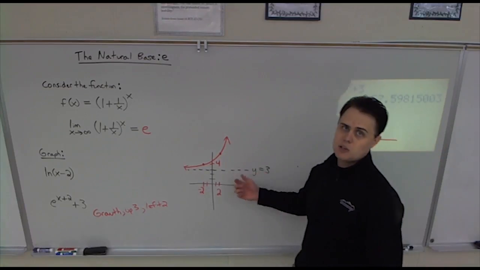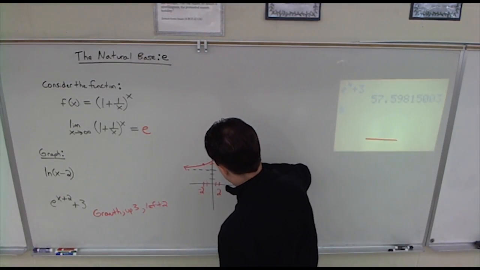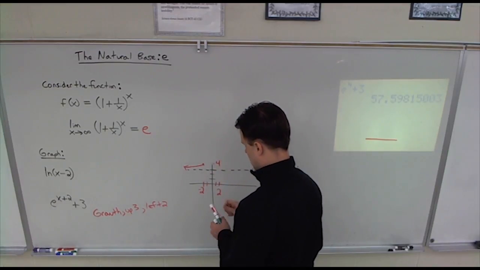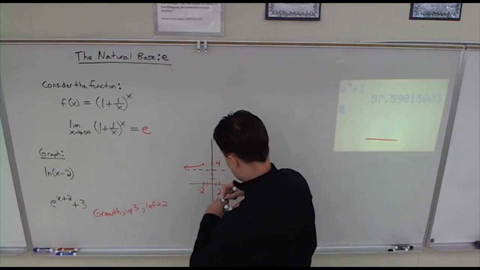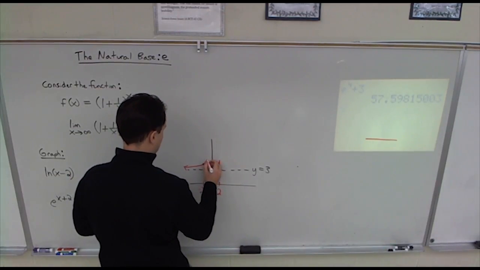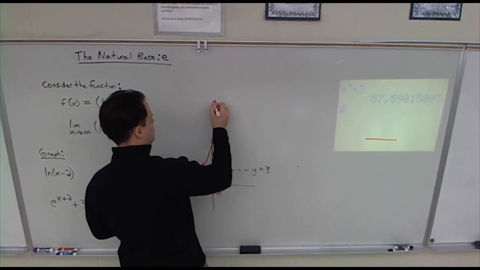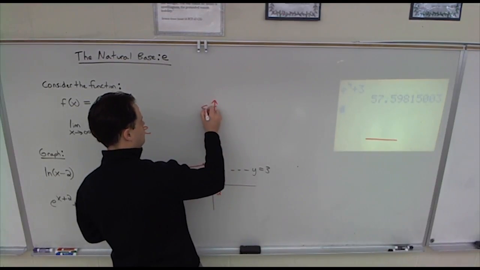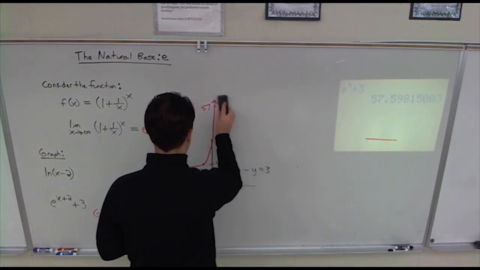So you can see that my exponential growth function is nowhere near steep enough. It needs to be much steeper than that. By the time I get to 2 over here, I should be up at 57. So if that's 4, then this should be going way, way, way faster. So that 2 goes to 57, if you will.